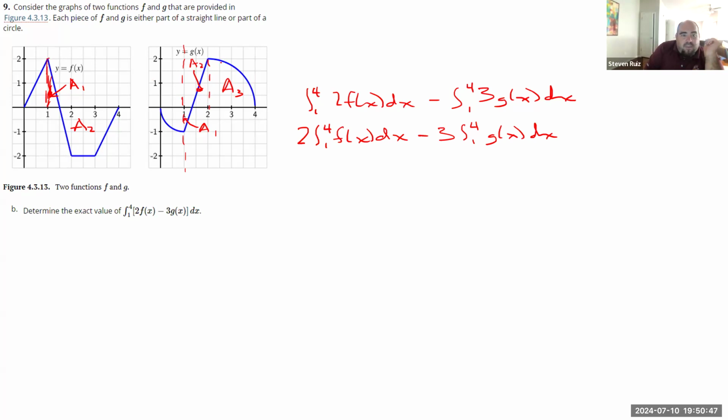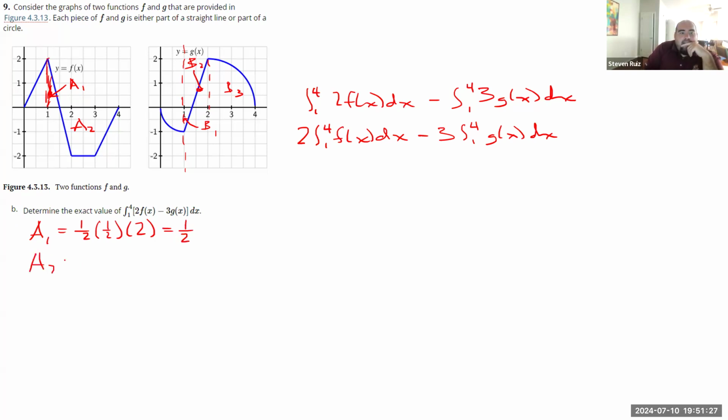So let's start finding those areas. I should not call these both A, should I? Let's call these B1, B2, and B3. So what is area 1? Area 1 is a triangle. So 1/2 times the base length, which is a half, times the height, which is 2. So 1/2 times 1/2 times 2, that is a quarter of 2. So 1/2.